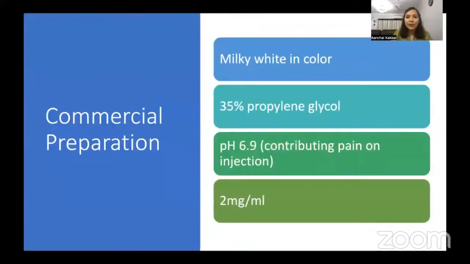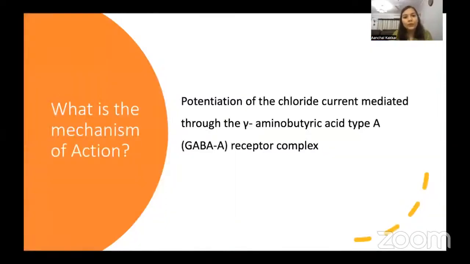The commercial preparation again comes as a milky white solution. It has 35% propylene glycol. The pH of the solution is 6.9, and hence it contributes towards the pain during the injection. And the preparation is 2 milligrams per ml of etomidate. Mechanism of action is the same.